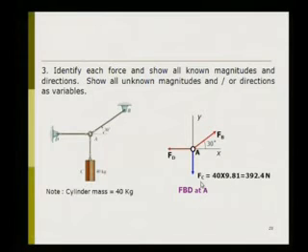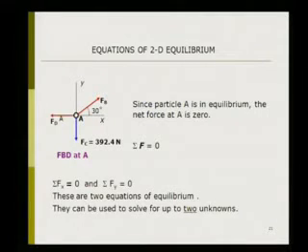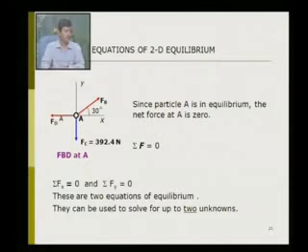So this is called the free body diagram at a point. Over here, this FC is the known force, and FD and FB are unknown forces, which are the tensions in the cables which are to be calculated. Since particle A is in equilibrium, the net force at A is equal to 0. So you can say that the algebraic sum of forces along the x direction is equal to 0 and along the y direction is equal to 0. These are two equations of equilibrium. They can be used to solve for up to two unknowns.